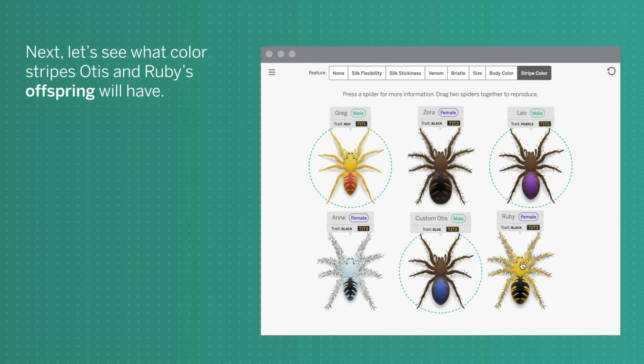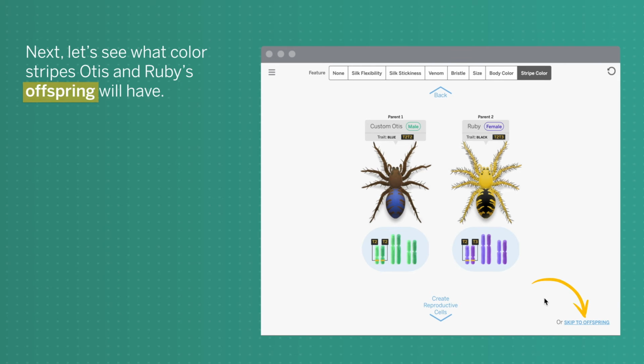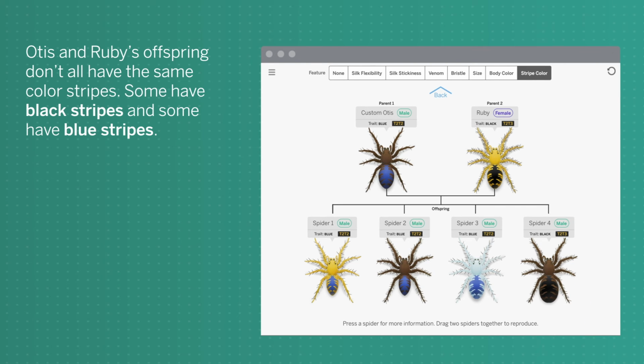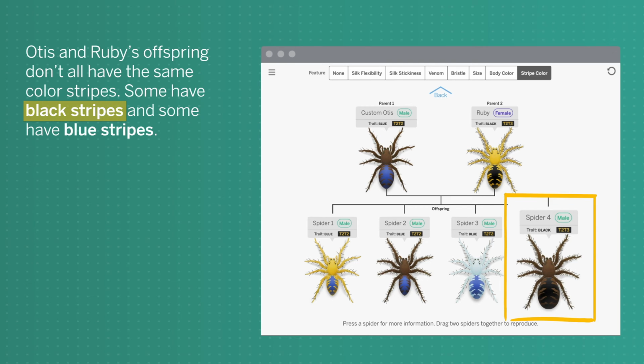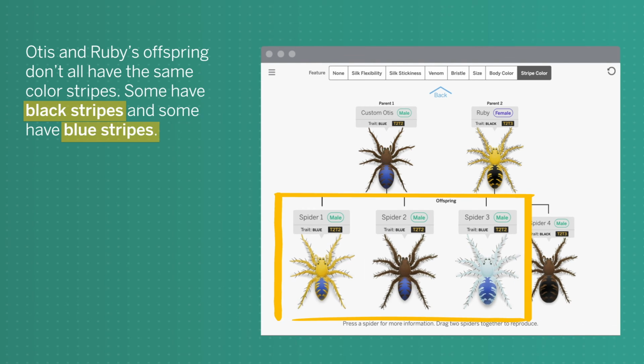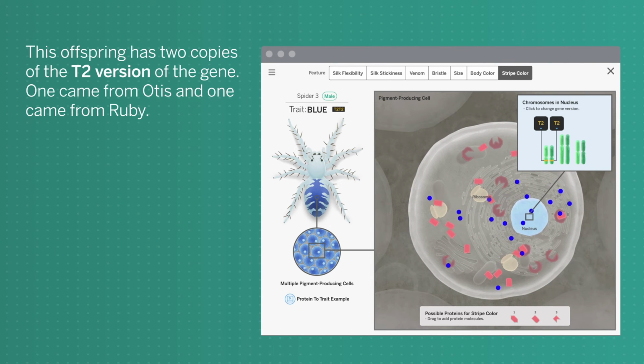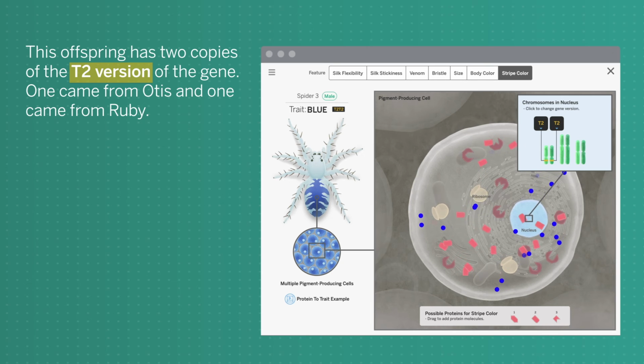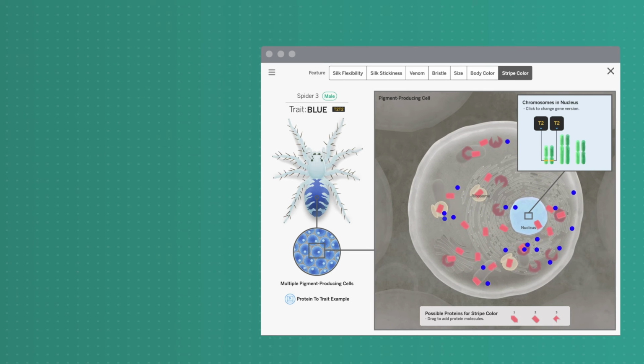Next, let's see what color stripes Otis and Ruby's offspring will have. Otis and Ruby's offspring don't all have the same color stripes. Some have black stripes, and some have blue stripes. This offspring has 2 copies of the T2 version of the gene. One came from Otis, and one came from Ruby.